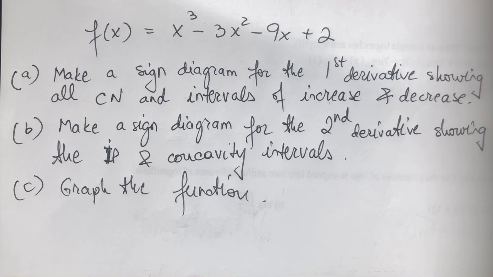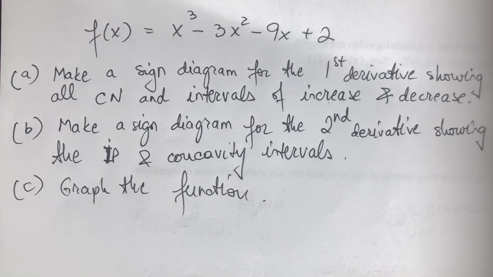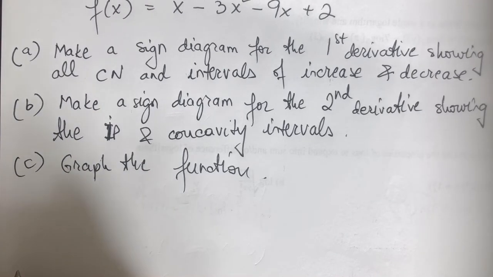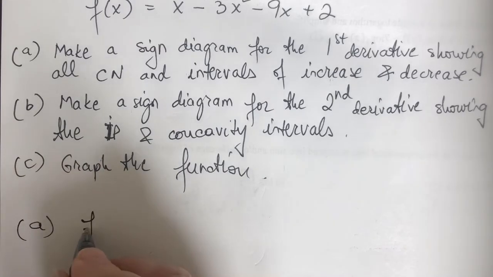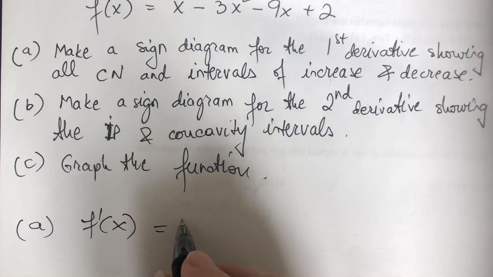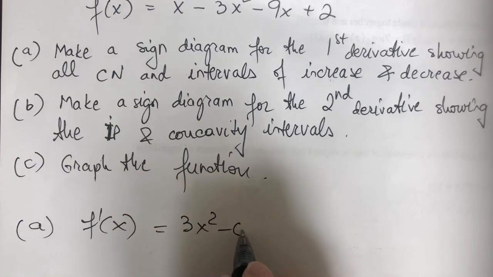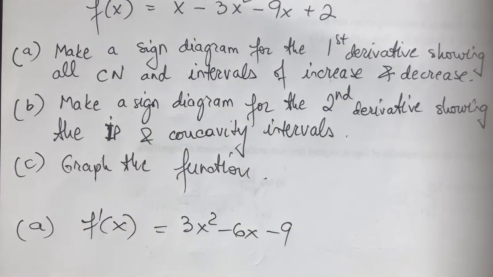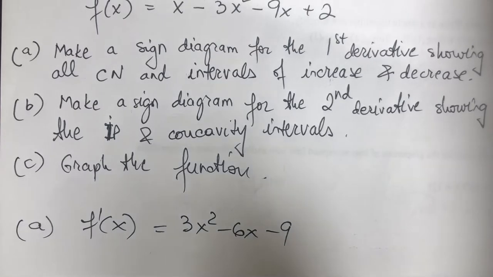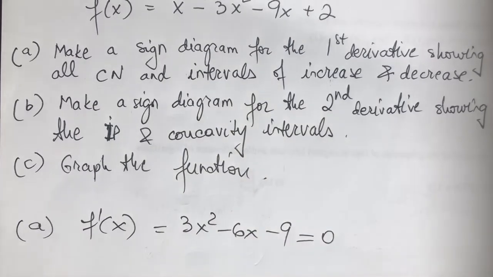It says to make a sign diagram for the first derivative showing all critical numbers and intervals of increase and decrease. So here's our function. That's what I'm going to do first. Sure enough, we have to find the first derivative, and that would be 3x squared minus 6x minus 9, right? Now, what do we want to do to find the critical numbers? We want to set that derivative equal to 0 and solve.